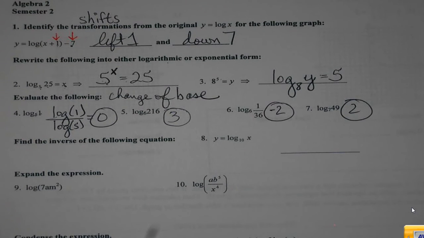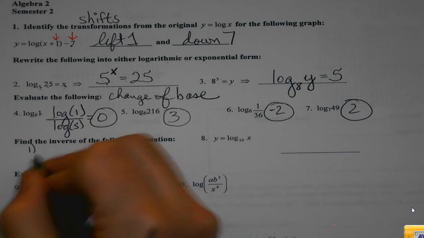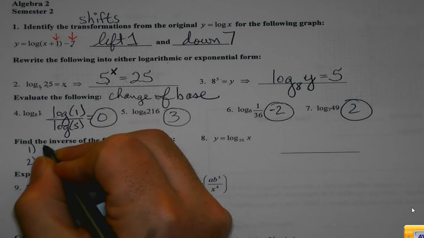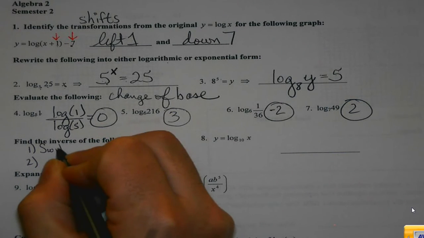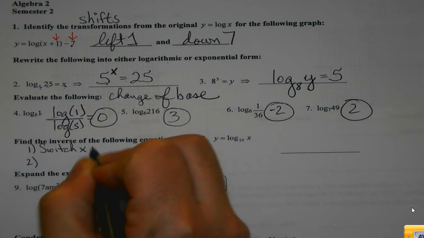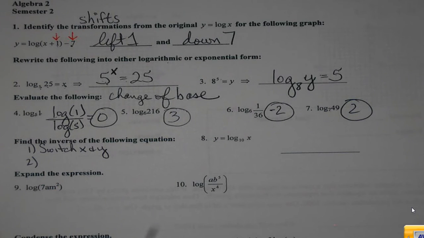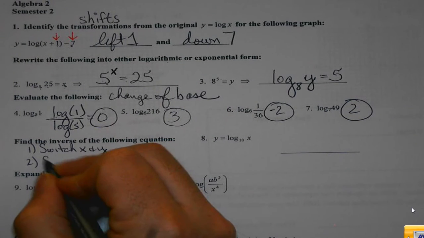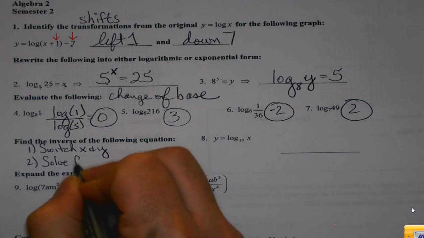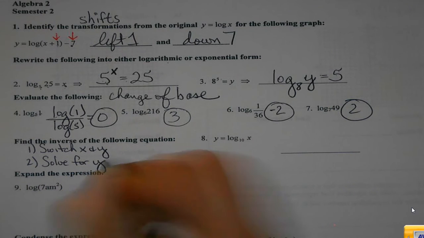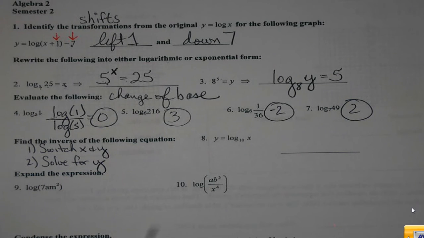Find the inverse. Okay, let's remind ourselves of the steps. There's two. We're going to switch x and y. And then we're going to solve for y. It's only those two steps every time on these. These problems really do go quickly once I just know what it is I'm trying to do.